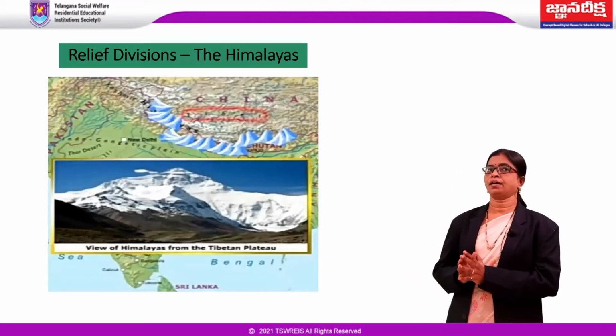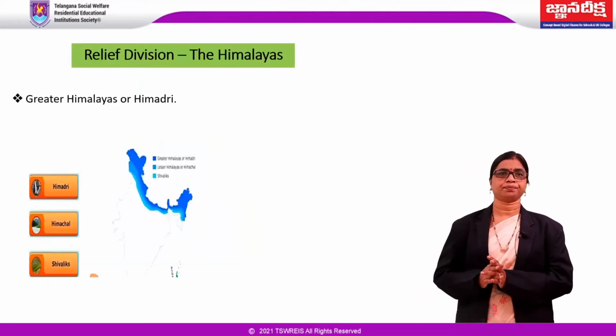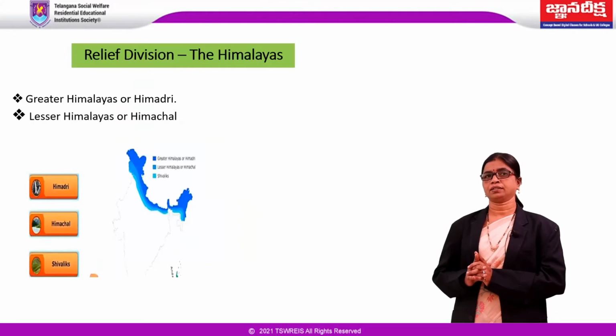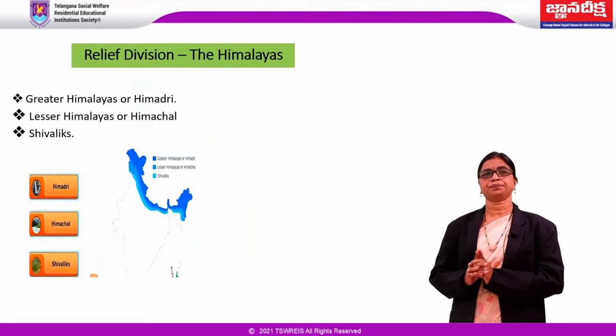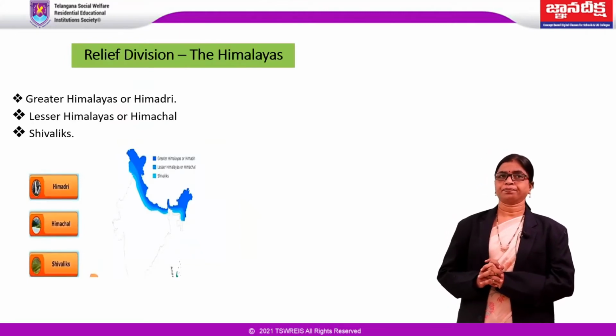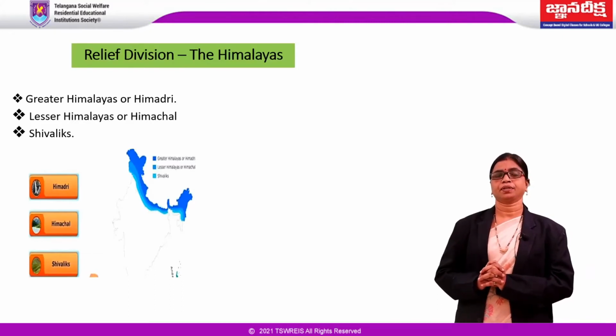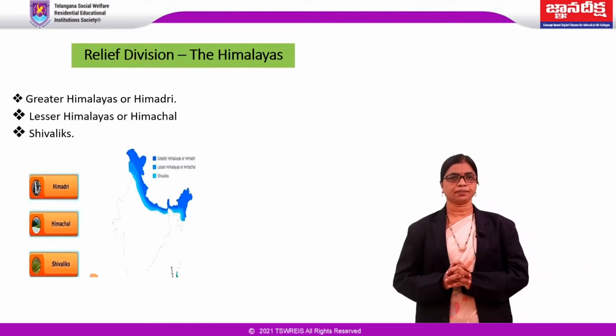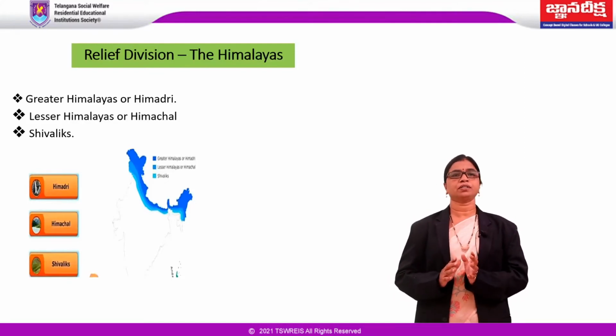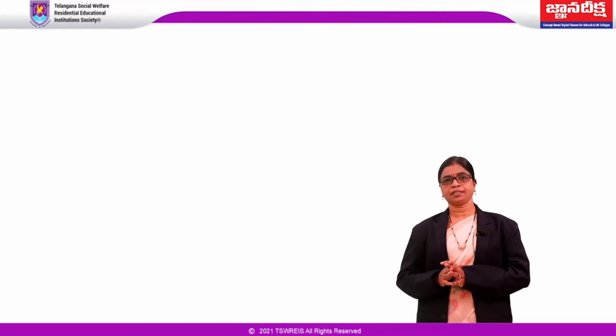Following are the three parallel ranges of the Himalayas. Greater Himalayas, also called Himadri. Then Lesser Himalayas, also called Himachal. And the third one is Shivaliks. So now we are going to know about the Himadri in detail.